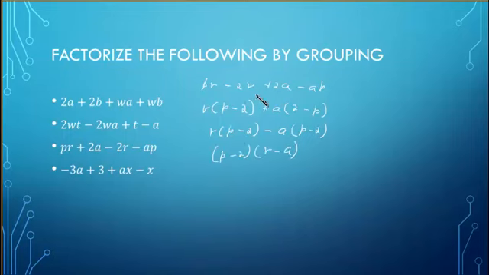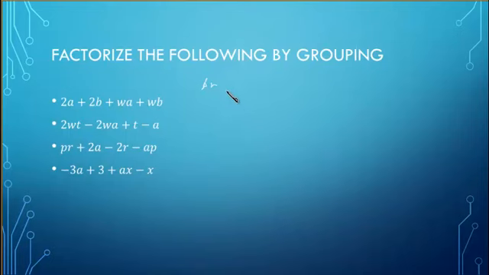Let's arrange this differently so you can see that you would still get the same answer. So now we go PR minus AP plus 2A minus 2R. And once again, here I see common factor P. That leaves me with R minus A. And over here I see that I have 2 times A minus R. And A minus R is the same as negative R minus A.